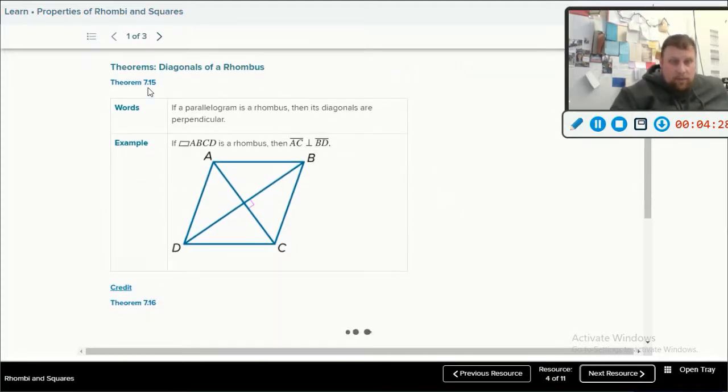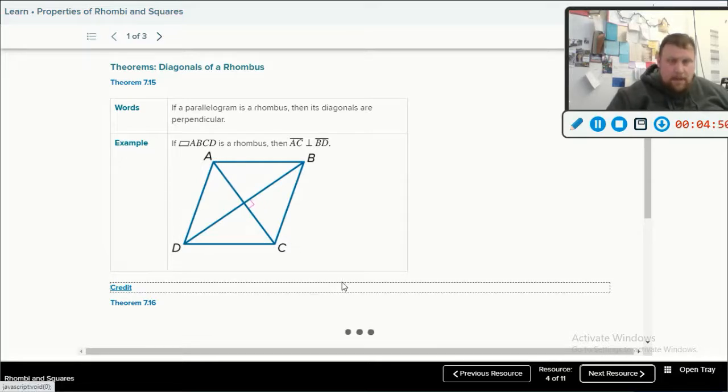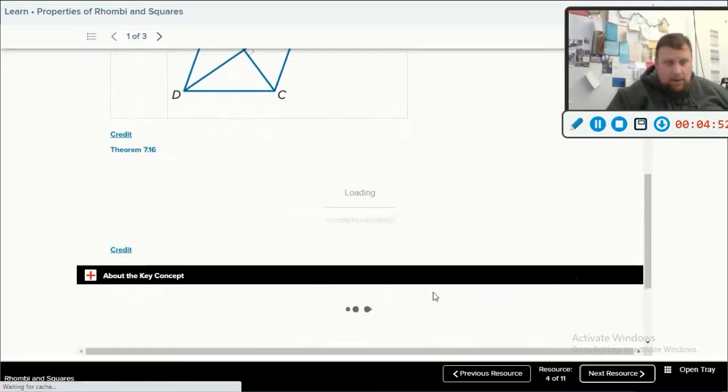We have theorem 7.15, which you should be putting in your toolkit because you can use it on a test. It's printable off of the last lesson if you're not here, or you can get a copy from me in person. All right, what do we say? It says if a parallelogram is a rhombus, then its diagonals are perpendicular, and that's what we just talked about. So if a parallelogram is a rhombus, then its diagonals will always meet at a perpendicular angle. Pause it if you need to write this down, but I'm going on to the next one.